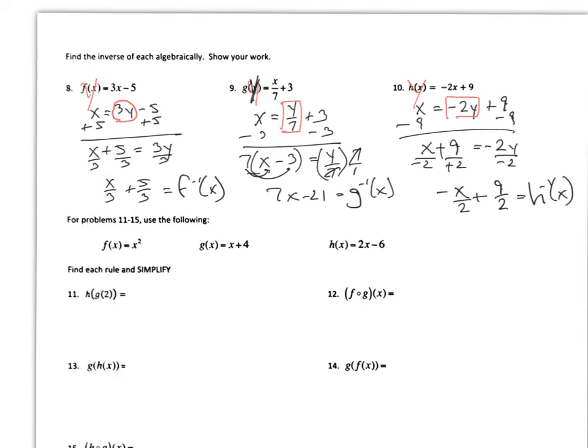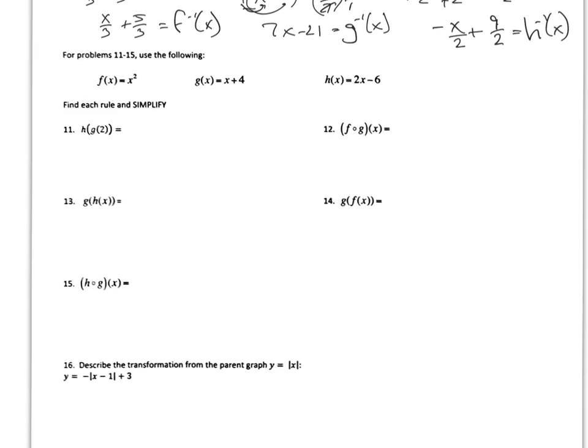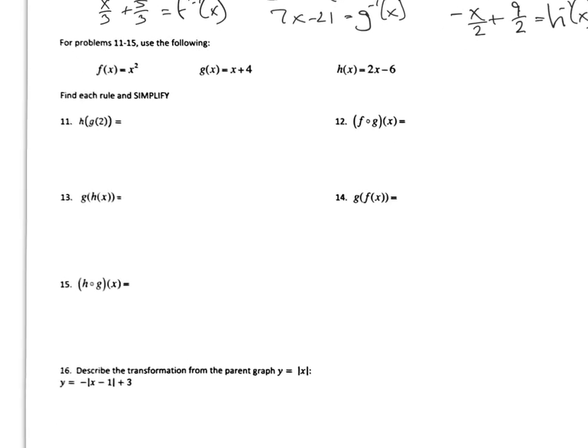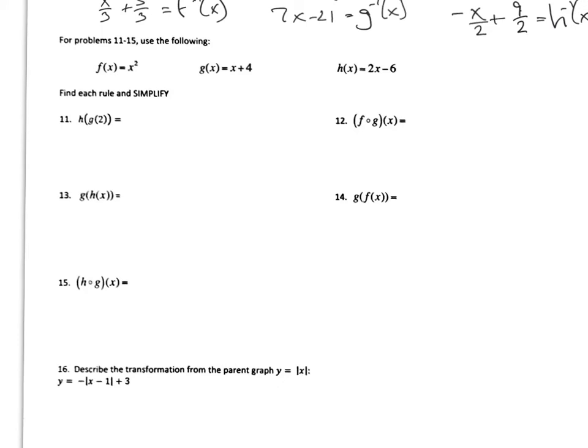Composition is next. Composition, if you recall, is the open circle guy. F of g of x. First thing we want to do is h of g of 2. It won't let me erase that little mark, sorry. So we're going to start with h. H says 2 times something minus 6. And then we're going to put this in there.